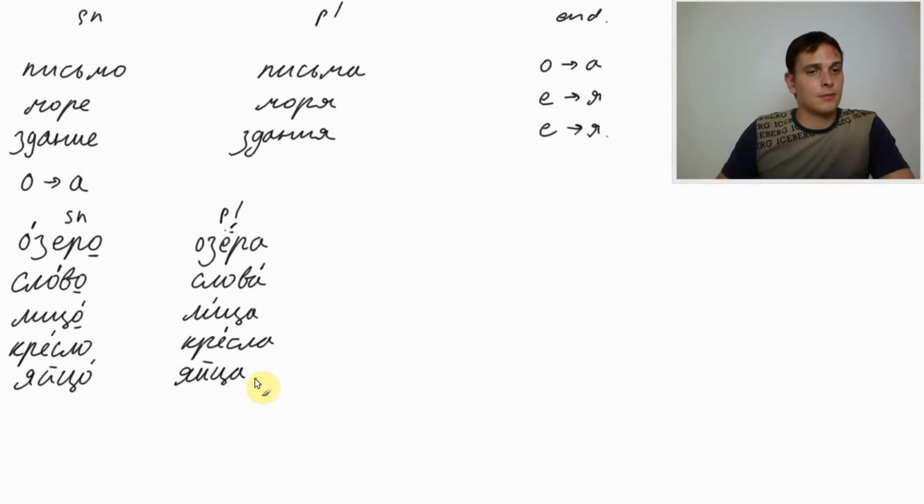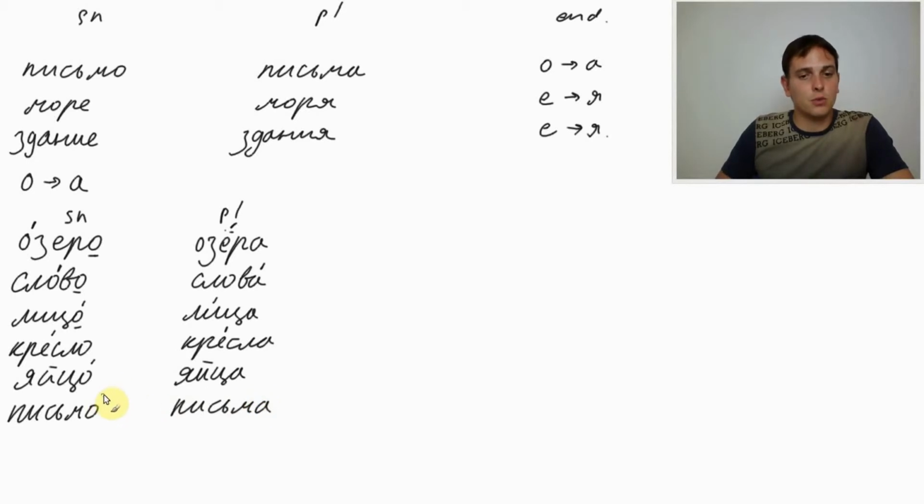Яйца. In general, it's not that difficult, isn't it? O changes to a. Яйца. Письмо. Письмо is letter. And plural would become письма. In письмо, emphasis falls on o, but in письма, on и. Письмо, письма.